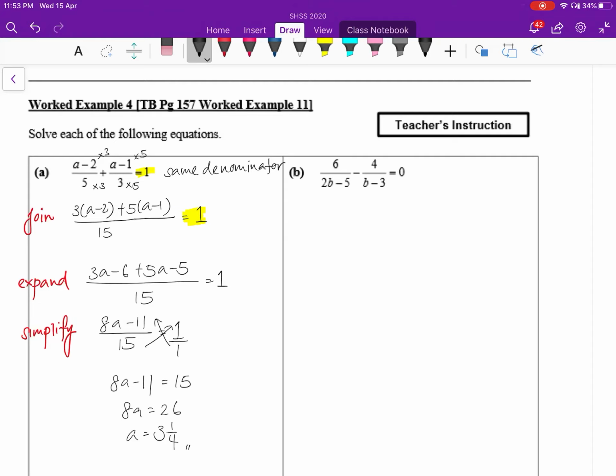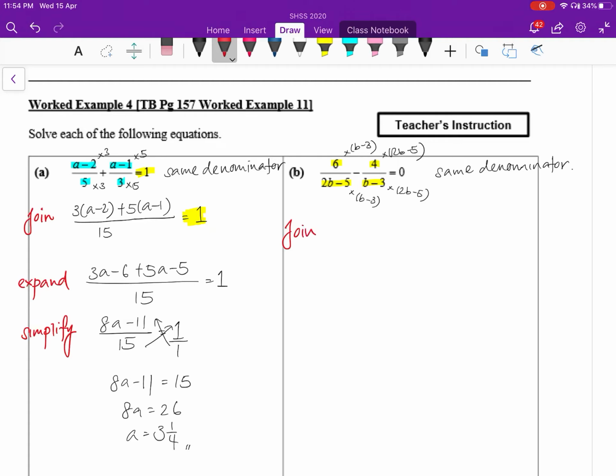Alright. Now, part B, if you notice, what's the difference between part B and part A? In part A, the fraction is on top, the number is below. In part B, the number is on top, the algebra is below. But the way to do it is the same. Fraction minus fraction, you still need to have the same denominator. How do I get the same denominator? On the left side, I need to multiply by b minus 3. On the right side, I need to multiply by 2b minus 5. Same thing, we do join, expand, simplify.